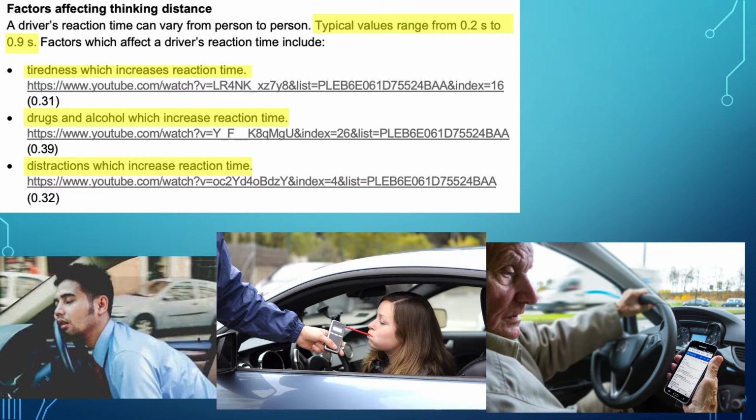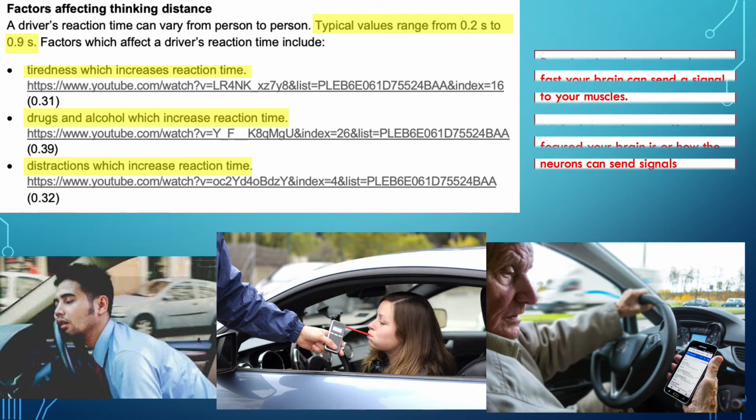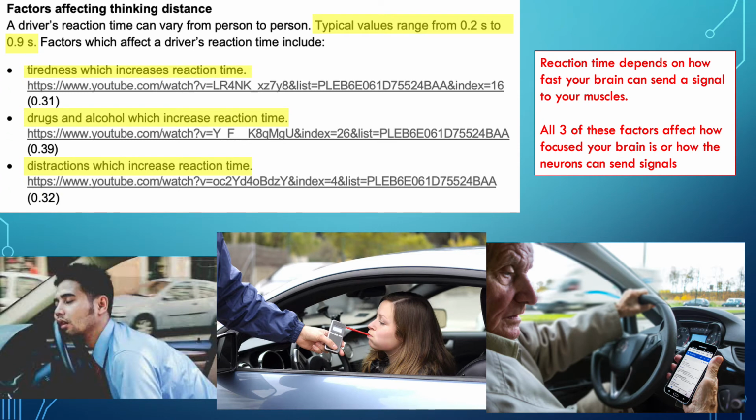So all three of these things are probably the most common reasons why people get into car accidents, and that's just because when a hazard comes in front of them, you see in all three of them, reaction time is all increased. And so the note that I want you to write is that reaction time depends on how fast your brain can send a signal to your muscles. So even if you're not under the influence of drugs or alcohol, tiredness can affect your mental state, and distractions also affect your mental state, which means that it takes longer to send those signals if any of these three are affecting you while driving.